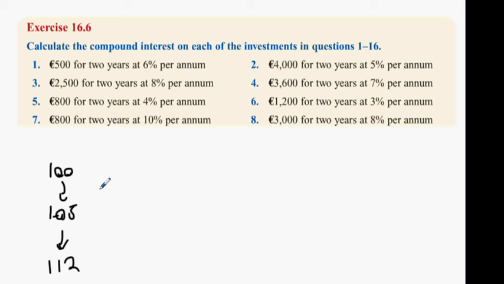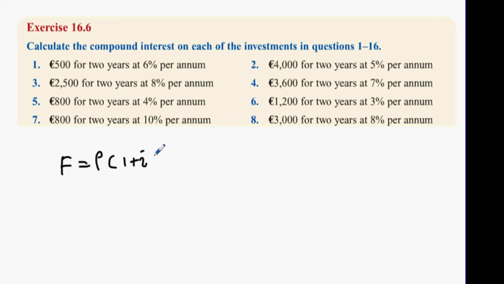So there's a formula for this, okay? The formula is F equals P bracket 1 plus I to the power of T. Now, let me explain. In the top right section it tells you what everything means. F is your final amount.